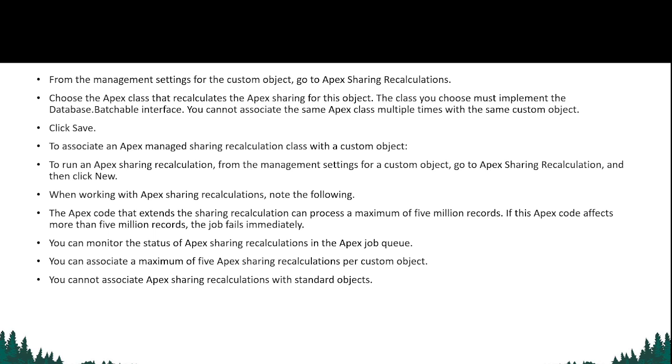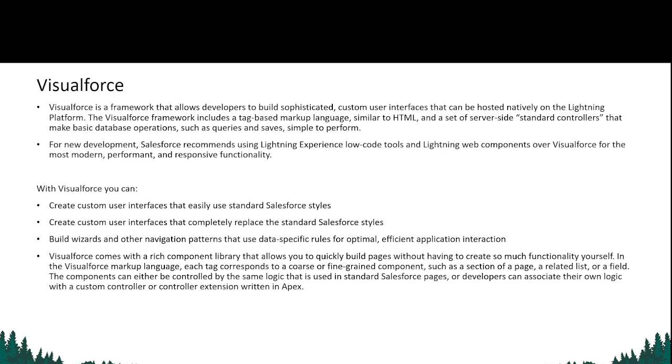So when working with the Apex sharing recalculations, you note the following: the Apex code that extends the sharing recalculations can process a maximum of 5 million records. If this Apex code affects more than 5 million records, the job fails immediately. You can also monitor the status of the Apex sharing recalculations in the Apex job queue. Then you can associate a maximum of 5 Apex sharing recalculations per custom object. Now you cannot associate Apex sharing recalculations with the standard objects.